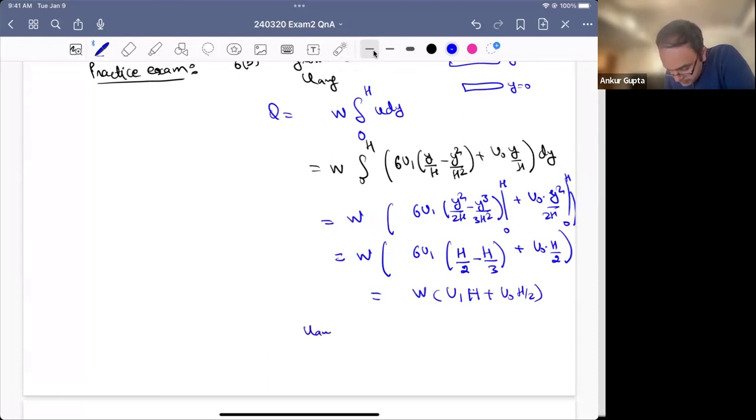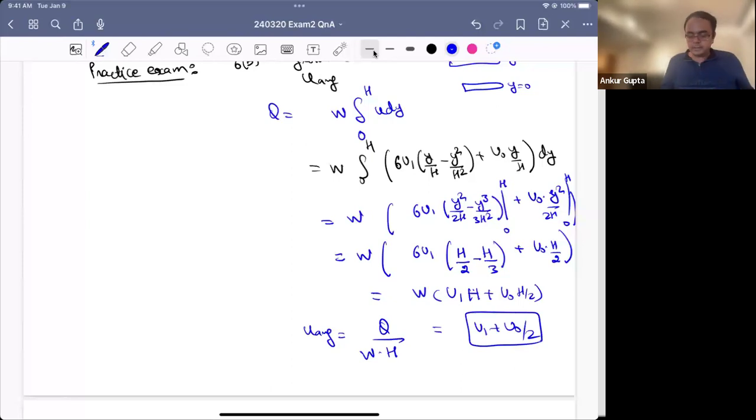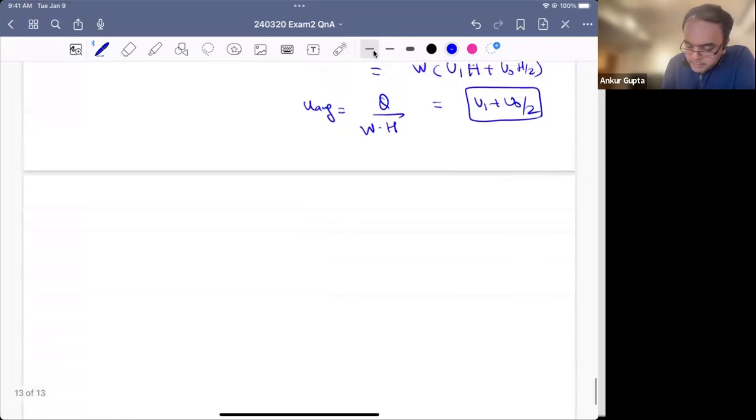And u average is simply Q by w times h. It's h because that's the height. If it was twice height, it would be 2h. And this comes out to be simply u1 plus u naught by 2. Okay, so this was part B. I don't remember part C. Can you remind me if it's the top plate shear rate or the bottom plate shear rate?